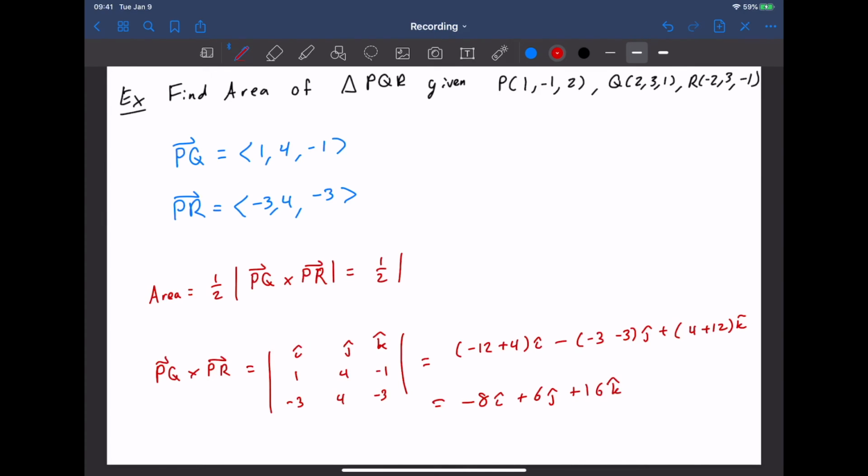Okay, so the magnitude of that big vector is a pretty big sight to behold. We're talking about 1/2 times the square root of 64 plus 36 plus 256, which is, of course, 100 plus 256, or 1/2 times the square root of 356. This is approximately 9.434 units.